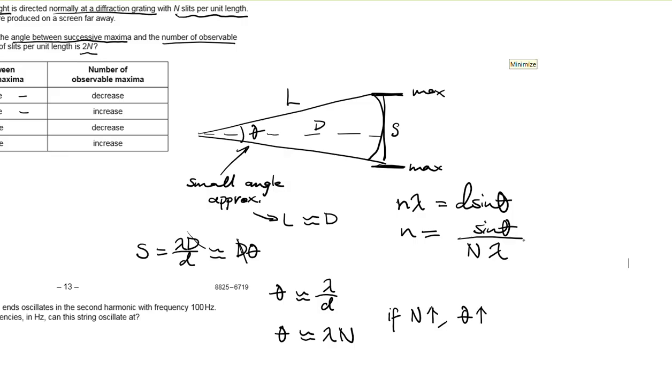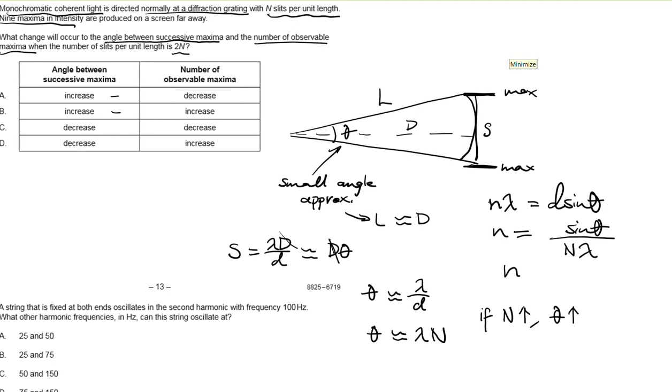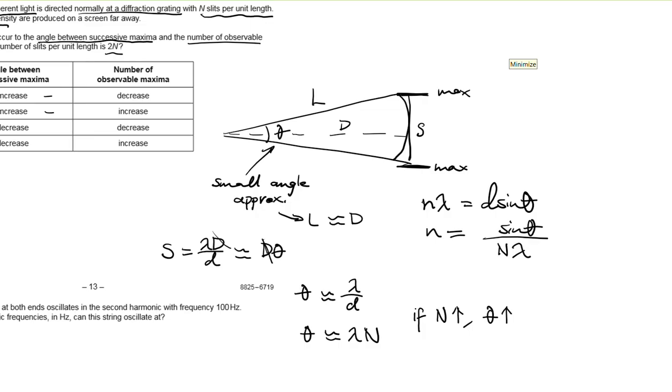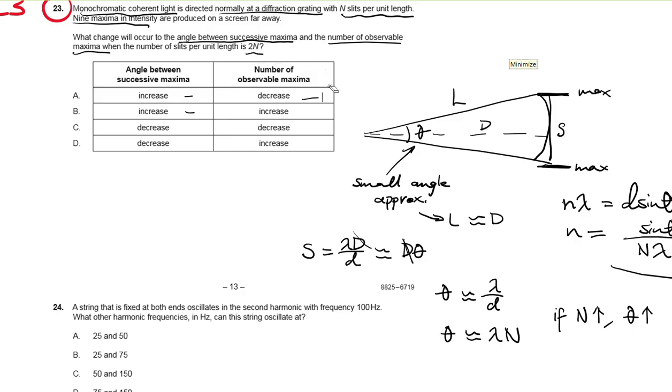And so what do we do now? We have n was 9. We had 9 maxima in intensity produced. Now we have 2n. So if n increases, number of maxima observed decreases, and we can see this in the formula with n in the denominator. And so n increasing is going to decrease the number of observable maxima.